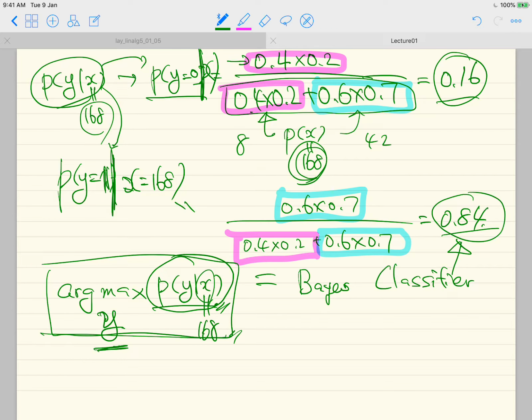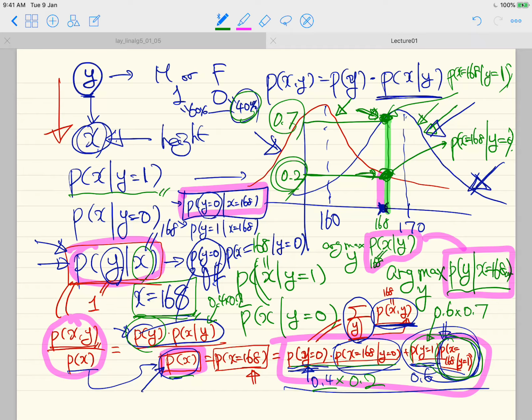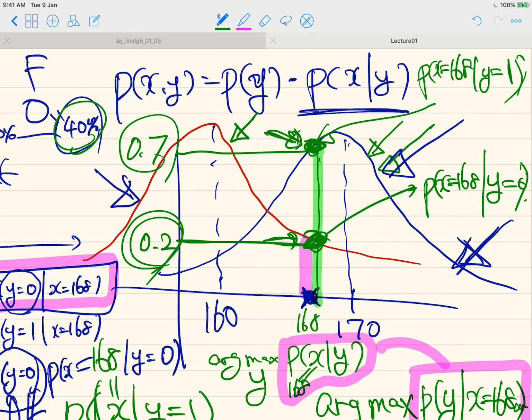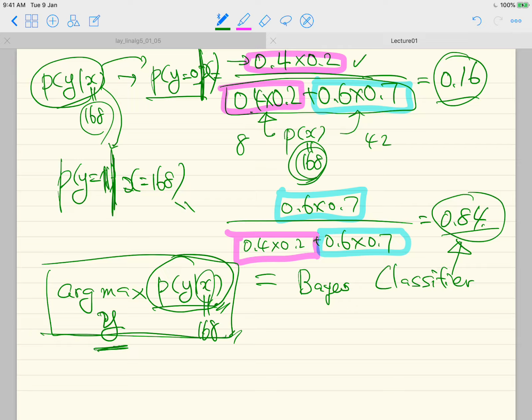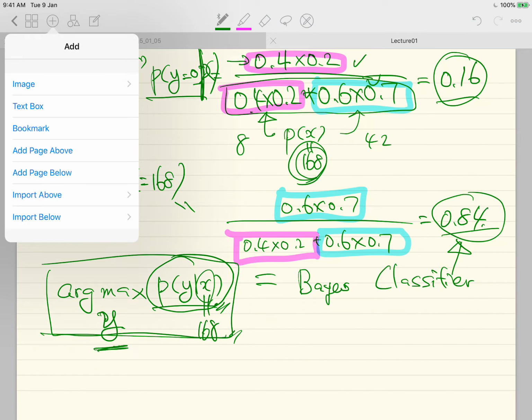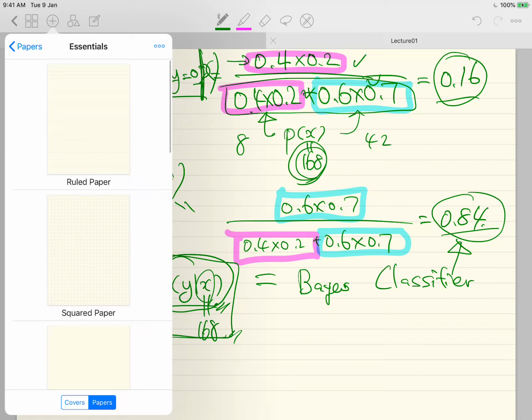Okay, so in this case, let me think of this process a little bit more by using this probability distribution. So we simply pick up the maximum value between all these possible cases, right? And then let me redraw.